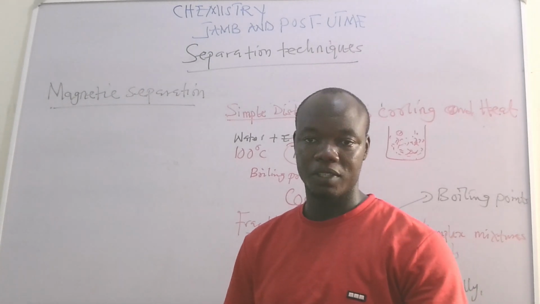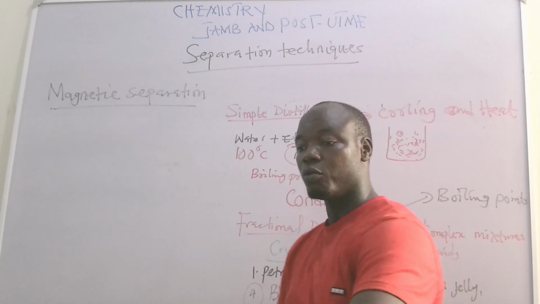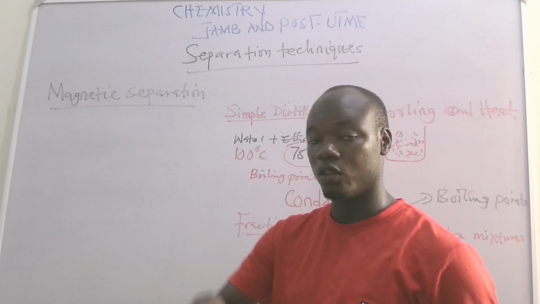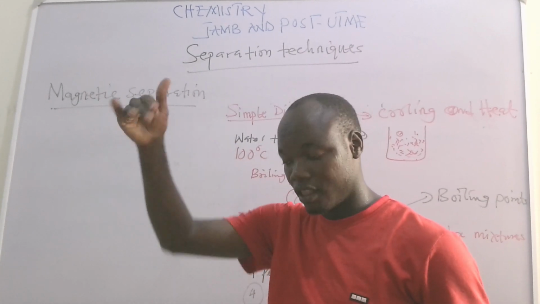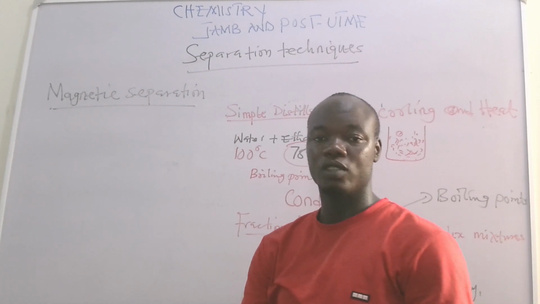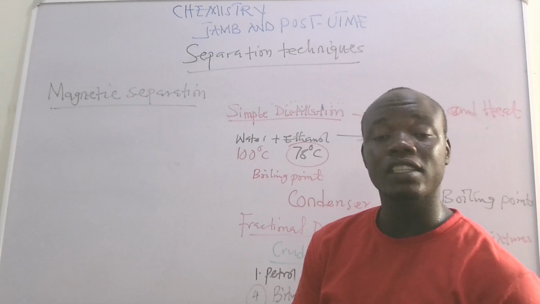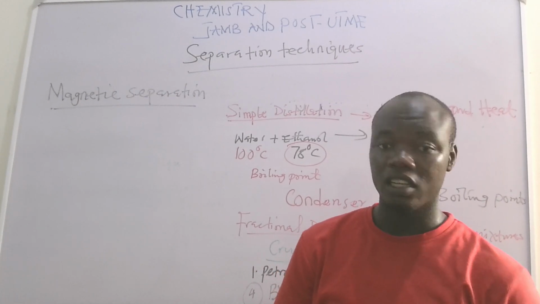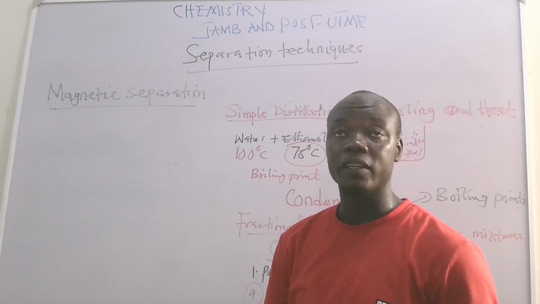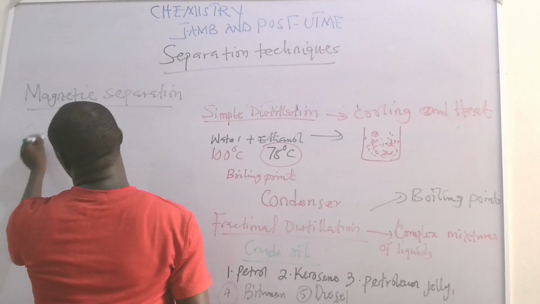So this type of separation is called magnetic separation, as you are using a magnet to pick off all the magnetic material, and you leave the sand separately. So that is the case of magnetic separation. And then the next thing after magnetic separation is centrifugation.